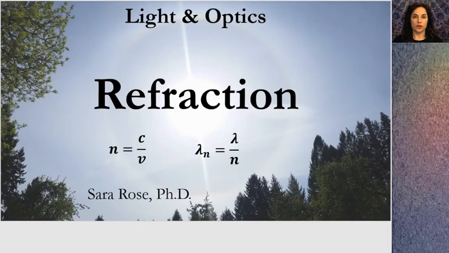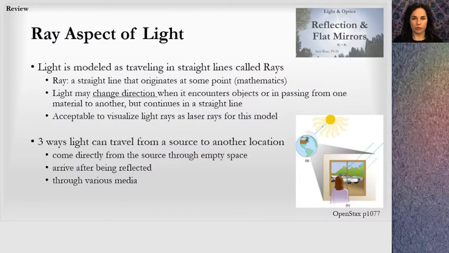This is a lesson on refraction in the light and optics unit. There are a few things that we're holding on to as we move forward into optics here. The first is the ray aspect of light. We're going to continue thinking about light as a ray that travels along a straight line path.